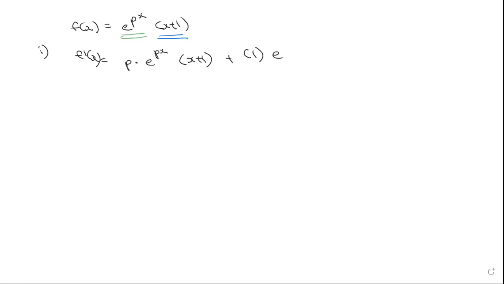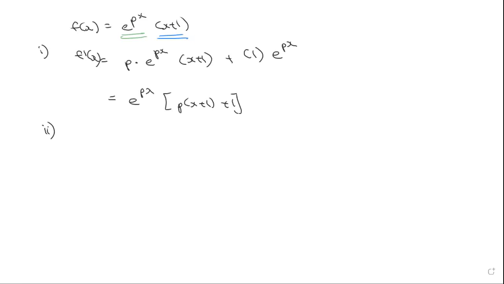f(x) is e to the px times x plus 1. If you're trying to derive this, first thing you'll note is that it's a product. It's e to the px times x plus 1. So that means you would need to use the product rule. So you would derive the first one, which is p times e to the px, multiplied by the second function unchanged, which is just x plus 1. And then you would add the derivative of the first one times the second function unchanged. And so that would be what you have there. And then you can just factor out e to the px, leaving you with p(x plus 1) plus 1. And that's your answer to part 1.